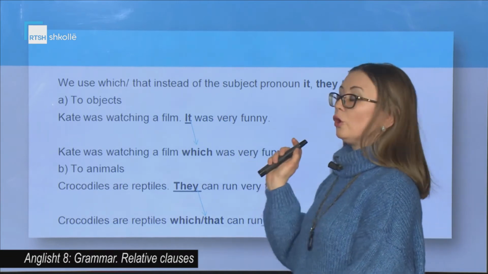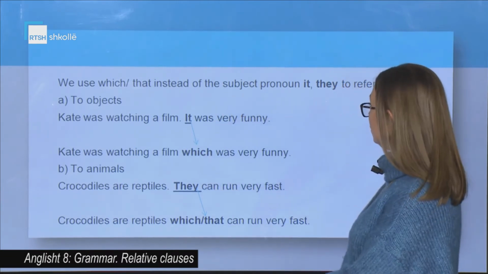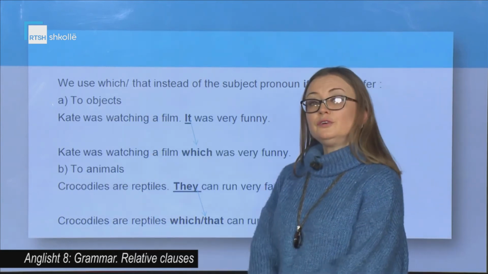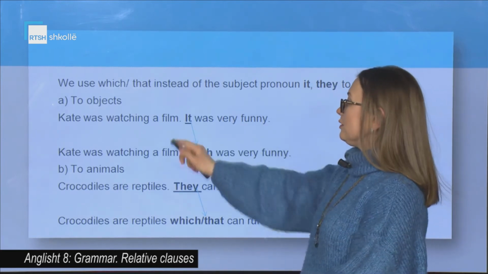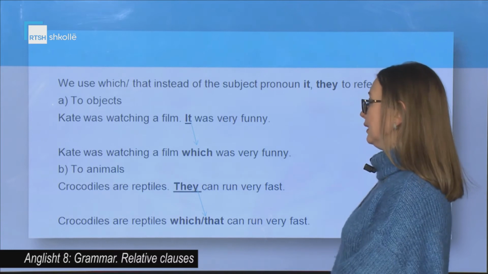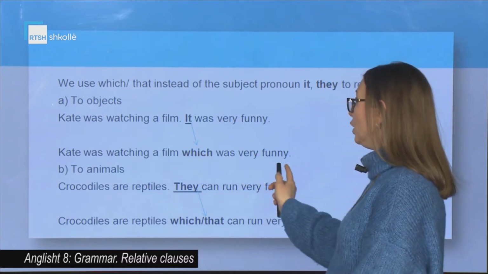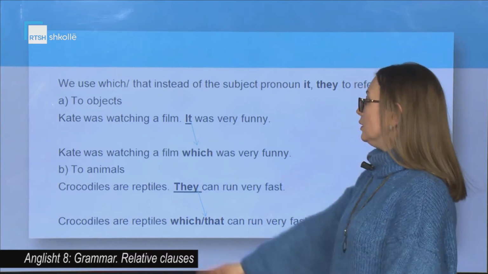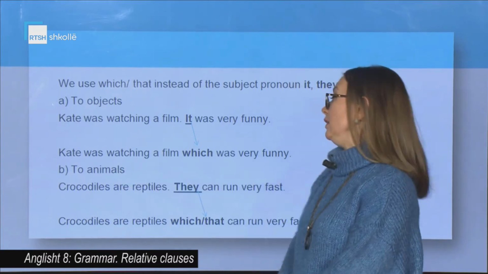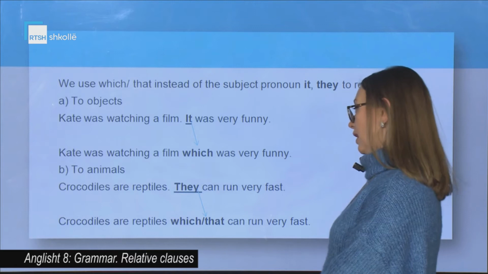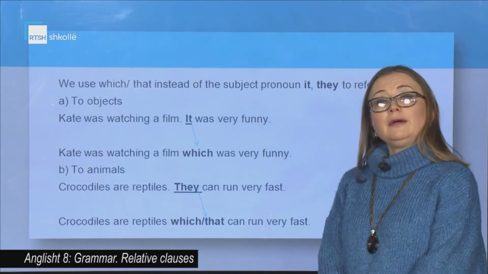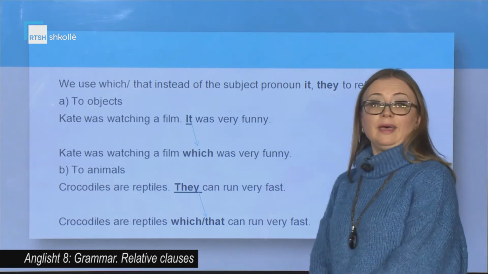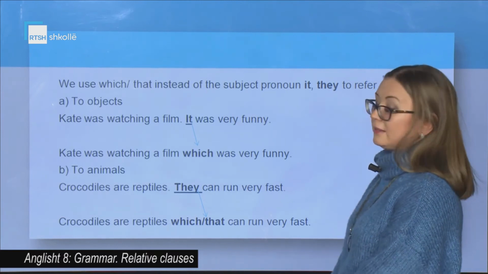We use which or that instead of the subject pronoun it or they. The first one is to refer to objects. Kate was watching a film. It was very funny. Kate was watching a film which was very funny. That is the relative pronoun here. To animals is the second case. Crocodiles are reptiles. They can run very fast. Crocodiles are reptiles which or that can run very fast.